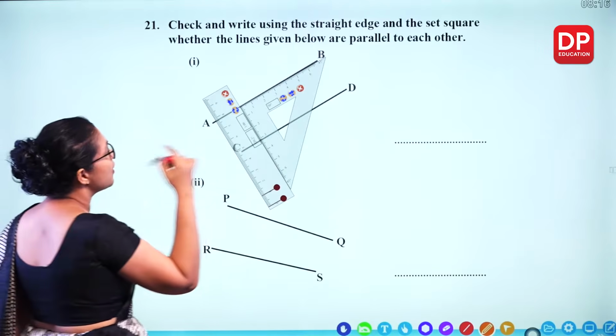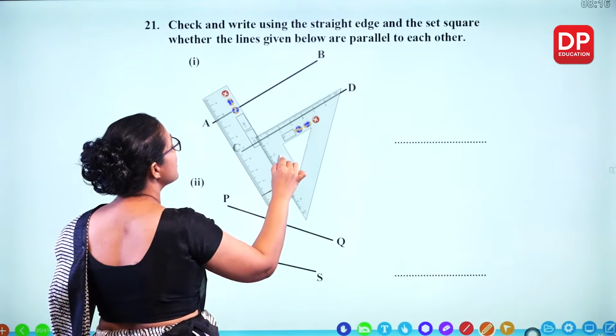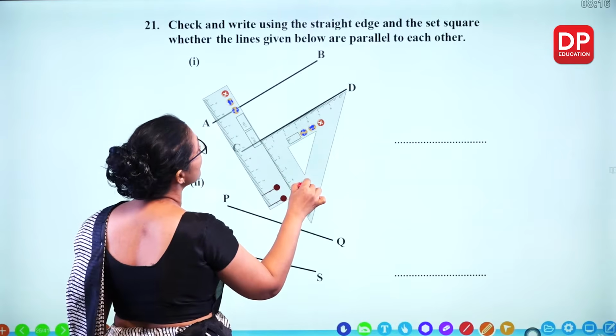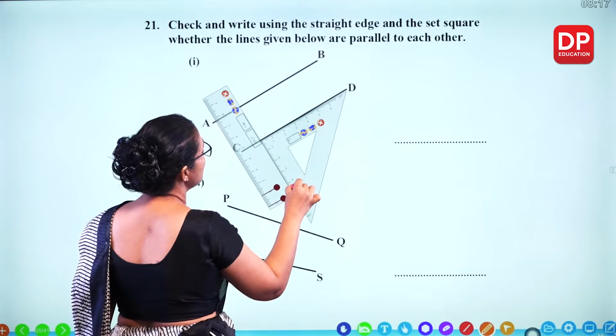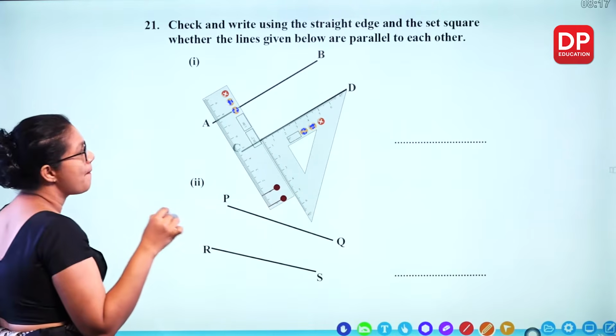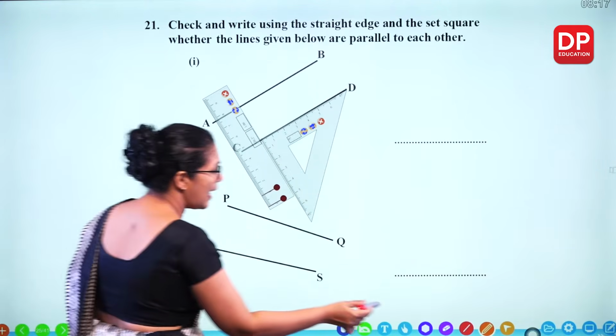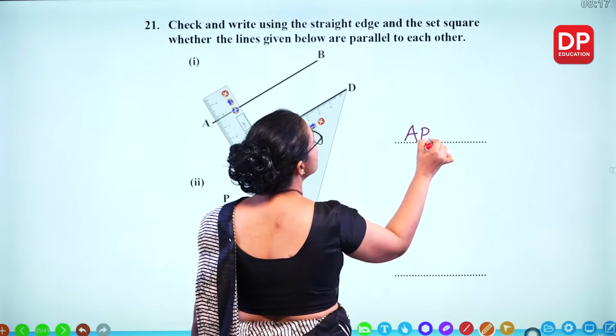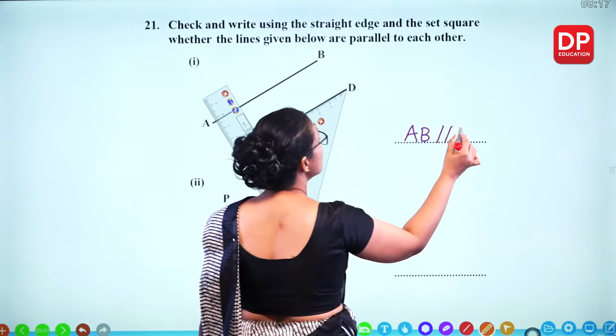Like this, and you can drag it and see whether you get the same line. Yeah, it's parallel. So when you keep it properly, it goes like this. So it's parallel. So we can say AB is parallel to CD.